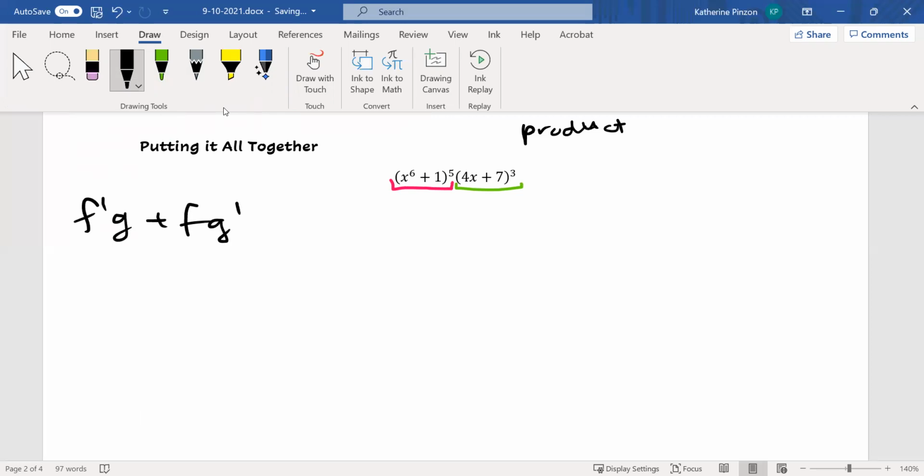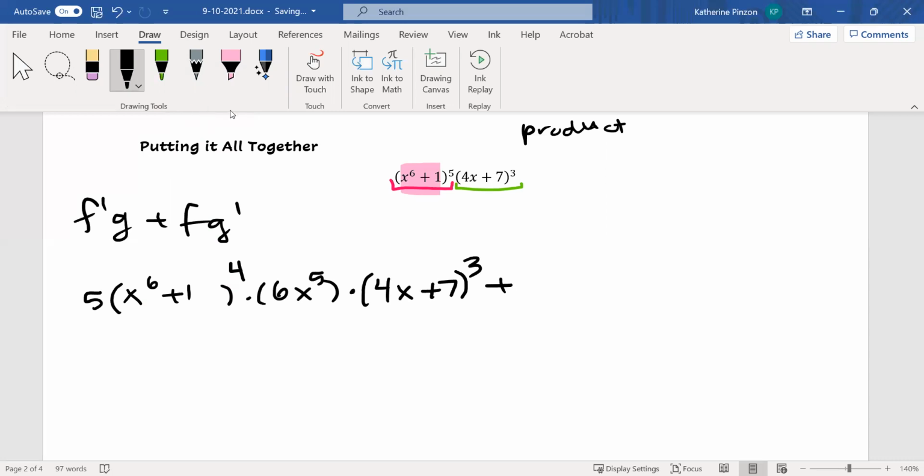So I need the derivative of that pink function. The derivative of that pink function is 5, leave the inside alone, to the 4th, times the derivative of the inside. So the derivative of the stuff inside that pink function, x to the 6th plus 1, is 6x to the 5th. Times the second function, so times g.